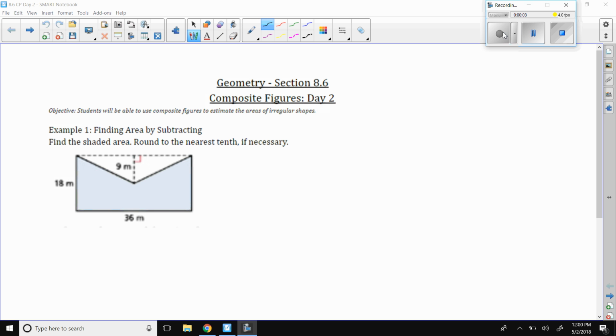Okay, the second part of our composite figures is we're going to find the area by subtracting. So before we were adding all the shapes together. Okay, in this case here, we're going to first find both shapes. Okay, subtract the smaller one.